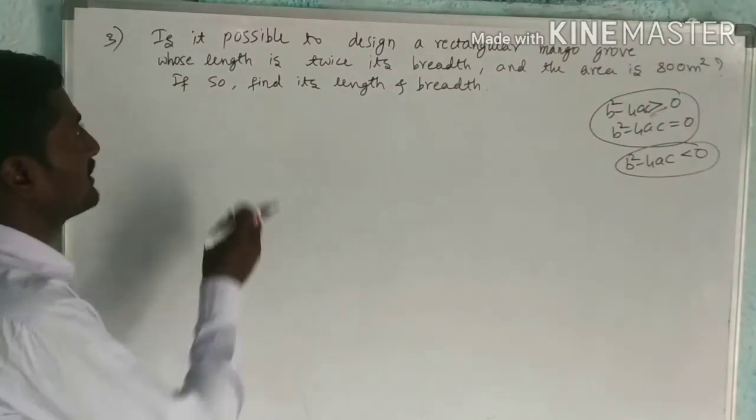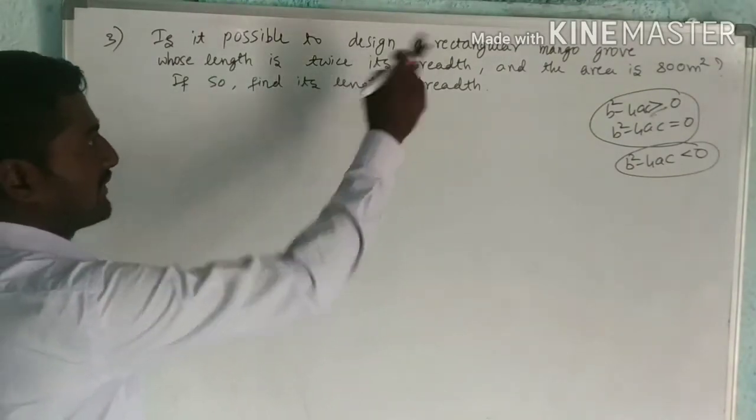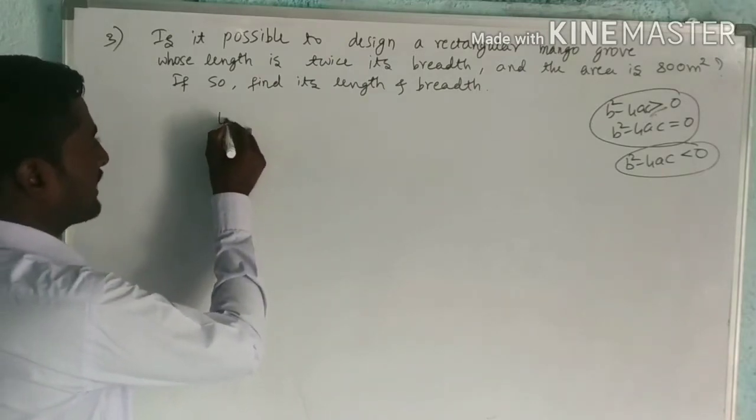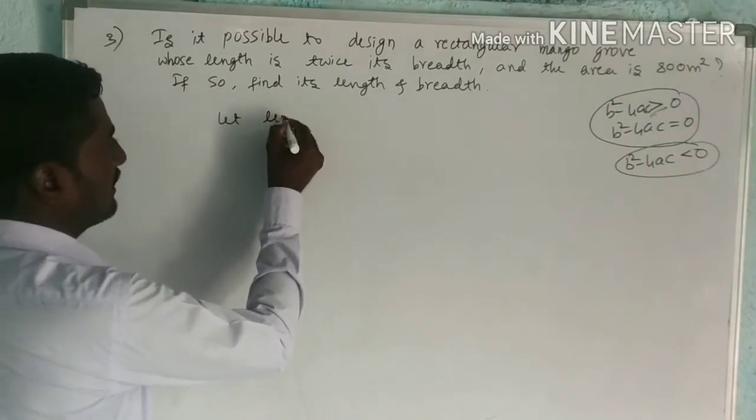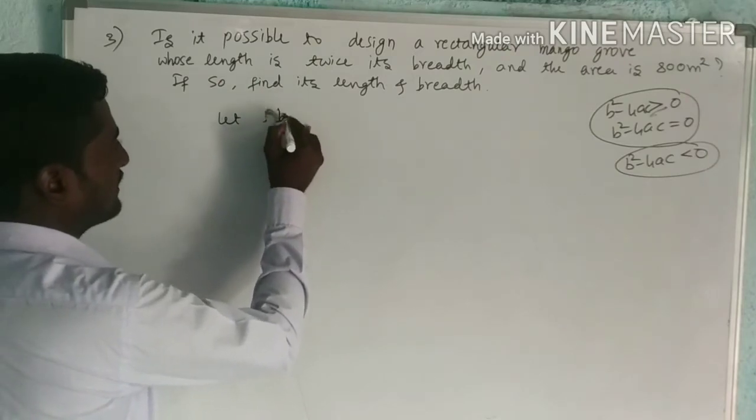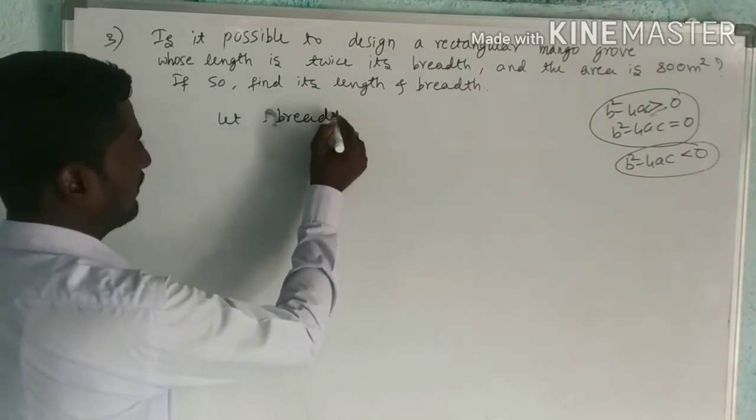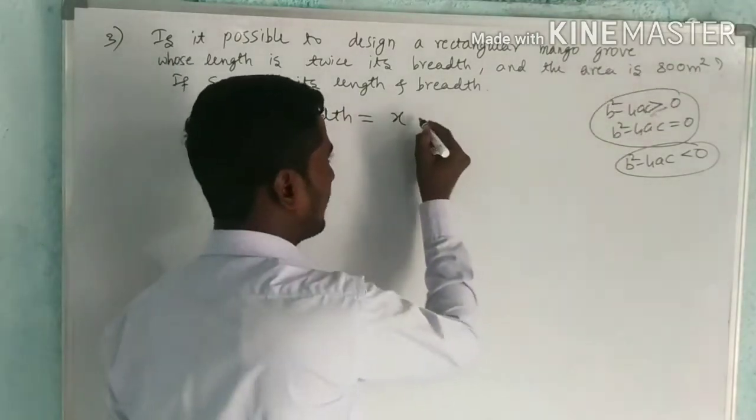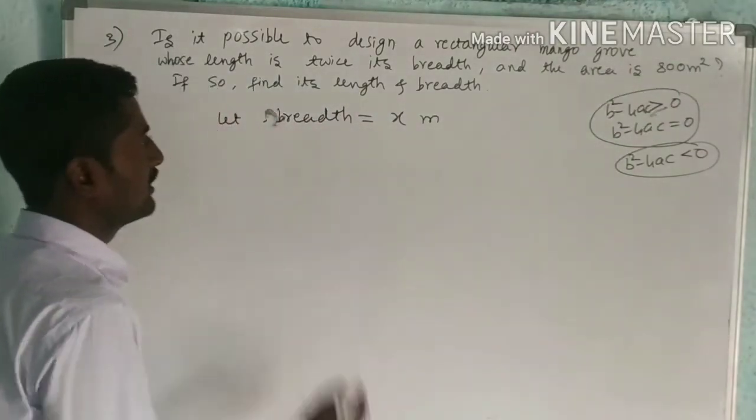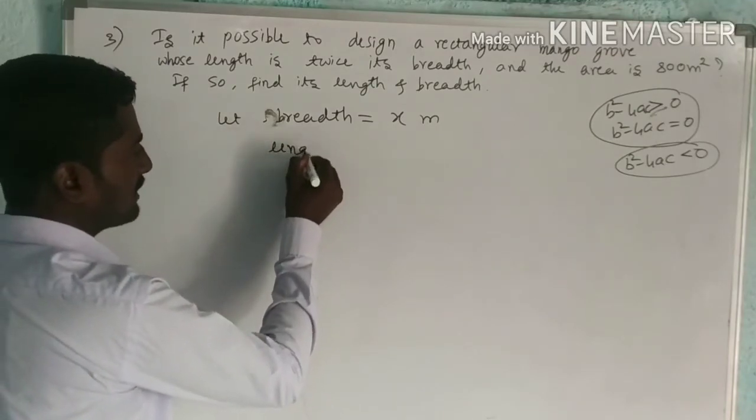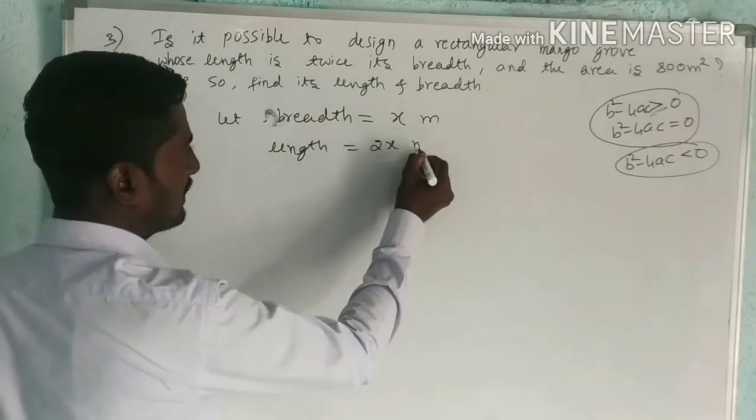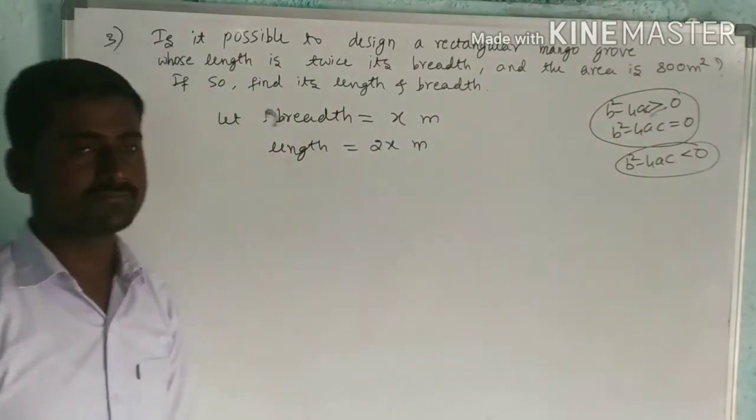How can we form it? They have given that the length is twice its breadth. Let us take the breadth as x. Breadth is equal to x. Here the area is given in meter square, so I will take the unit as meter. Now the length will be what? Length is twice its breadth, so 2x will be the length.